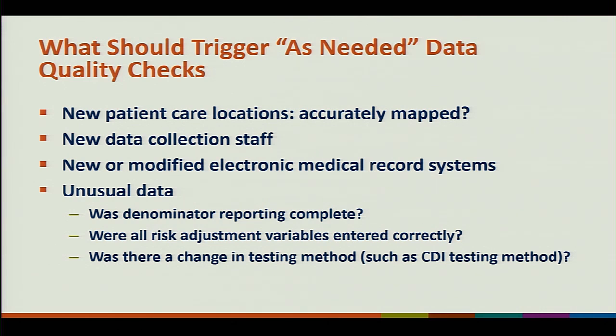In addition to the recommended routine data quality checks, what else should trigger your additional data quality checks? If you have new patient care locations added to your facility, you want to make sure to verify that they're correctly mapped. If you have new staff collecting data, you're going to want to verify that your staff understands how to do that correctly. And if you've implemented a new electronic medical record system or your current system has been updated, you want to validate the new system against manual counts. As we all know, sometimes when you update systems, things get broken. So you definitely want to make sure you're verifying that things work the way you expect them to. And if you're seeing unusual data when you're running those reports, verify that your data was collected and entered correctly and completely.